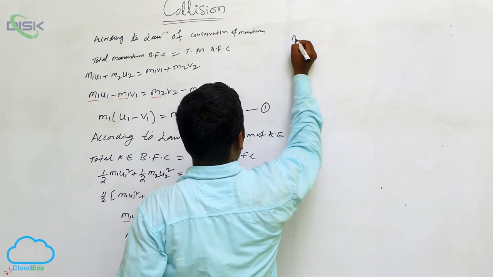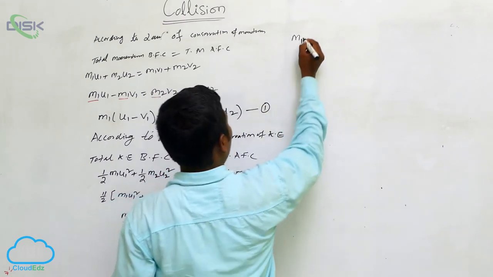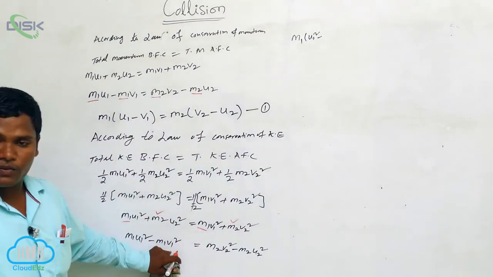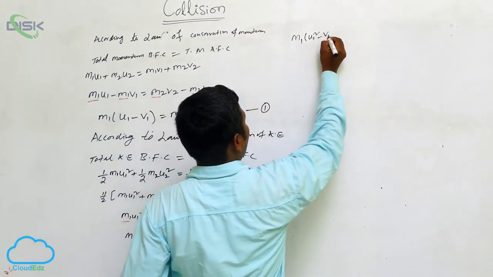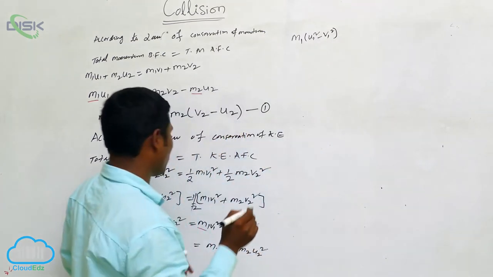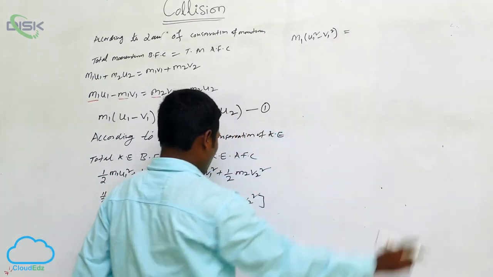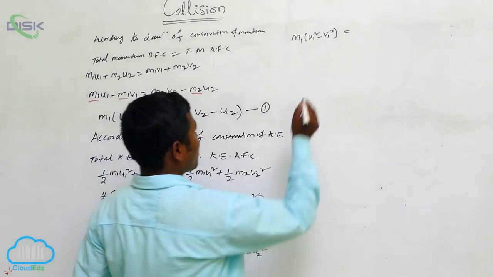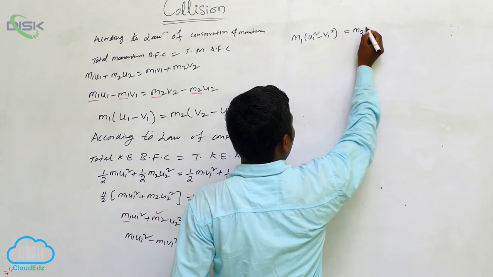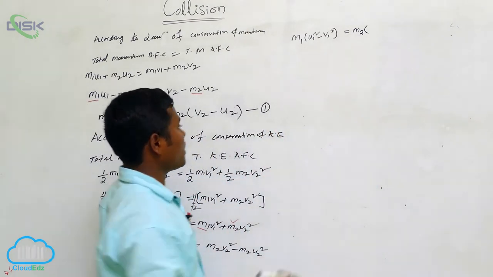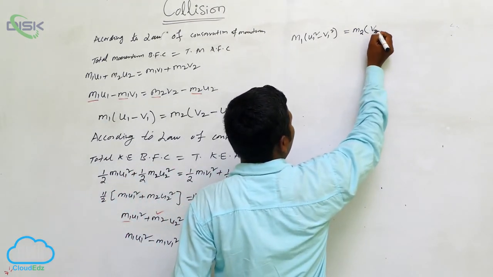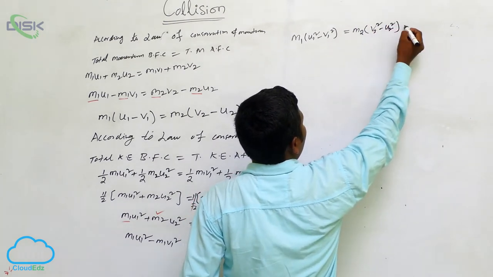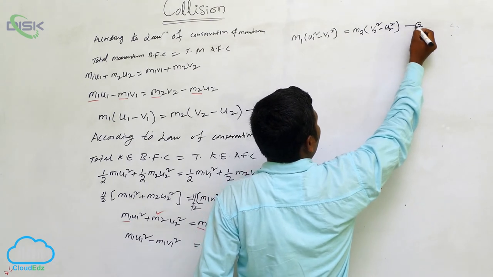What happens if you take common? M1 times u1 square minus v1 square, equal symbol, and which one can you take common? M2 also here. Take the common M2: M2 times v2 square minus u2 square. You can take this as equation number 2.